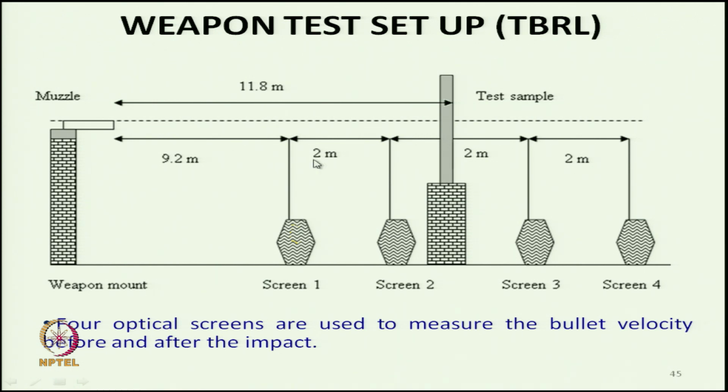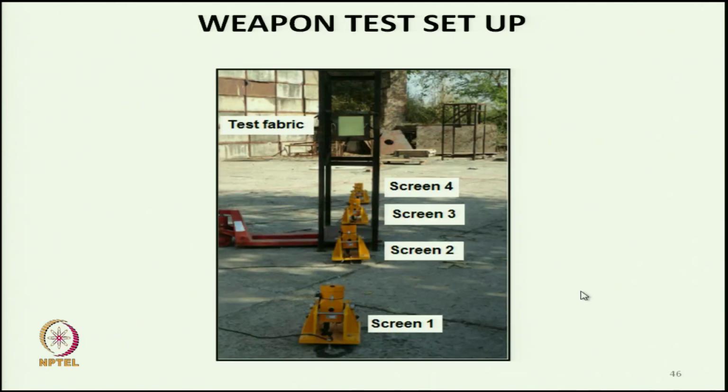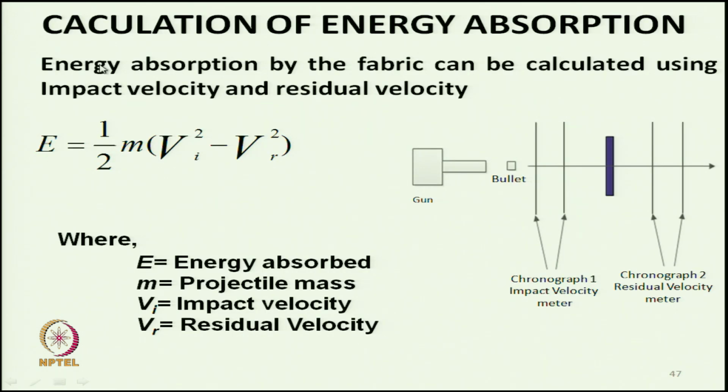So, at different distances we measure the bullet speed, both before impact and after impact. This is a photograph of this technique. Here is the specimen kept, and the energy absorption calculation is simple.